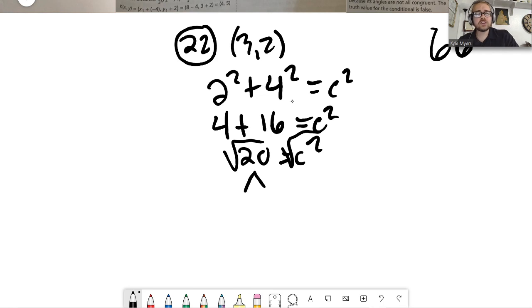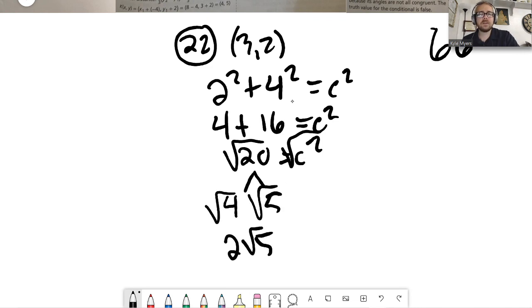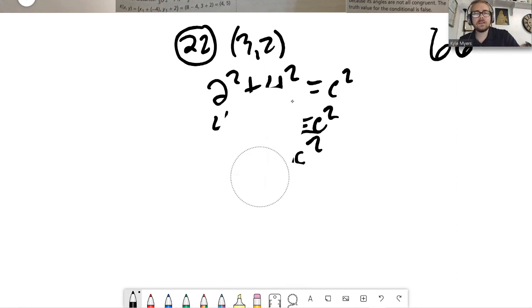So the trick to simplifying a radical is basically just to think, okay, what are all the factors of 20? And are there any factors of 20 that are square numbers, right? So square numbers are 1, 4, 9, 16, and so on. 20 divides by 4. Goes in 5 times. So if I take the square root of 4, that's 2. 2 square root of 5. So that's C. Here's your answer. So 22 is 3 comma 2, and then 2 root 5 for the distance. All right.